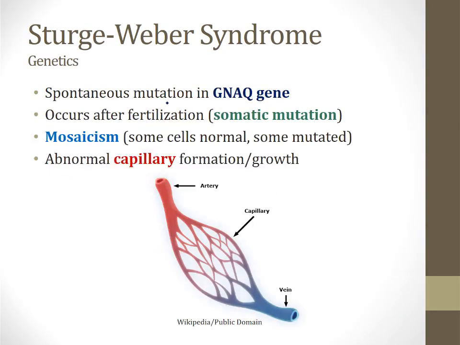In terms of genetics, Sturge-Weber involves a spontaneous mutation in a gene called the GNAQ gene. This occurs after fertilization. It is a somatic mutation, and I talk about somatic mutations in the genetics section. Also in the genetics section, I talk about mosaicism. This is when some cells have normal genetic content and others contain the mutated genetic content. And as I said before, the main underlying problem in Sturge-Weber is abnormal capillary formation and growth. This is a blood vessel disorder.